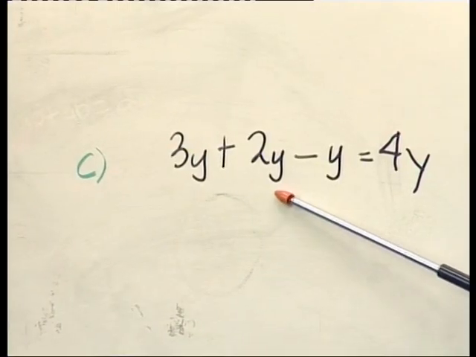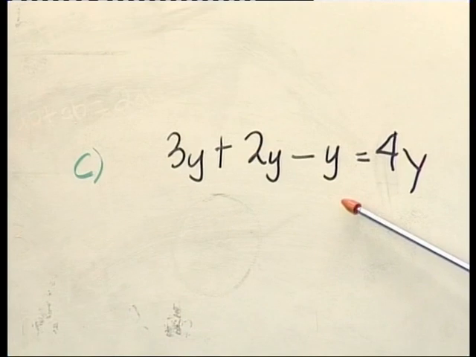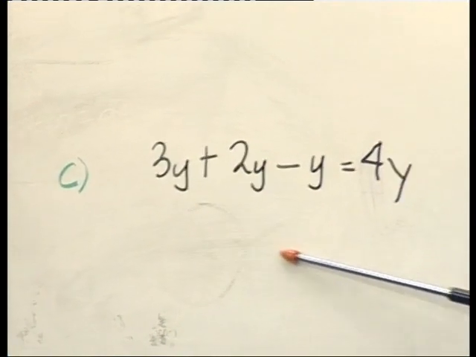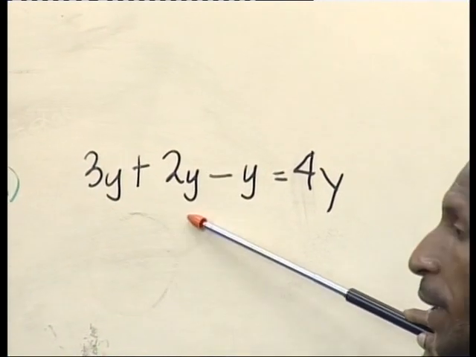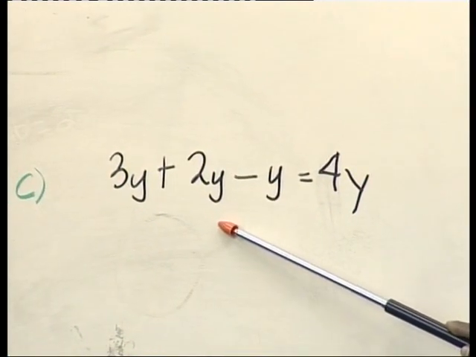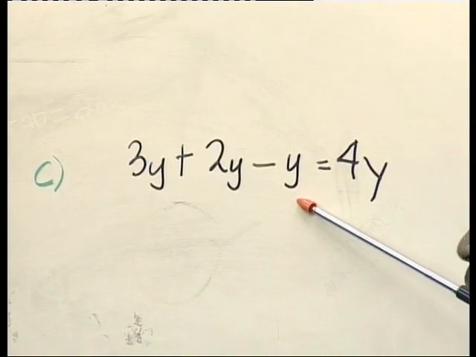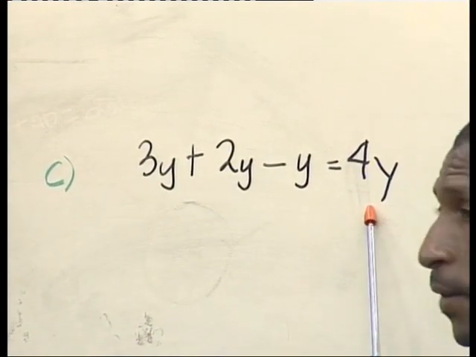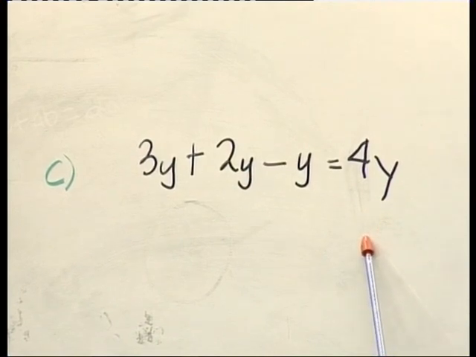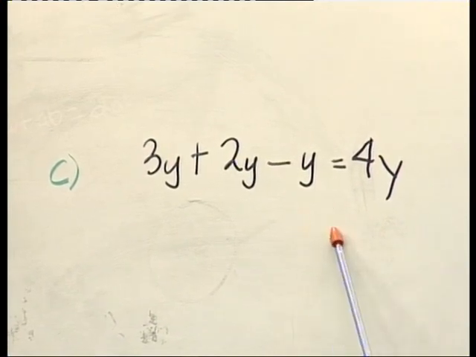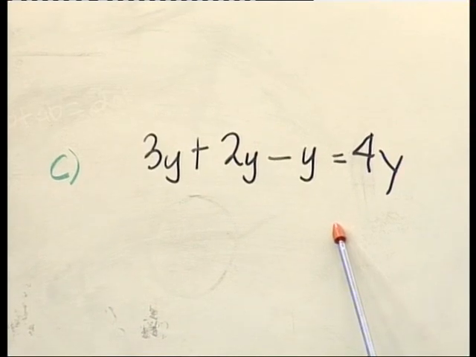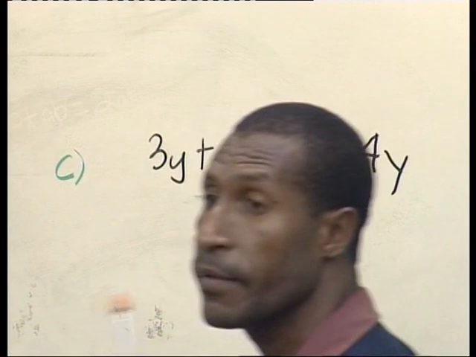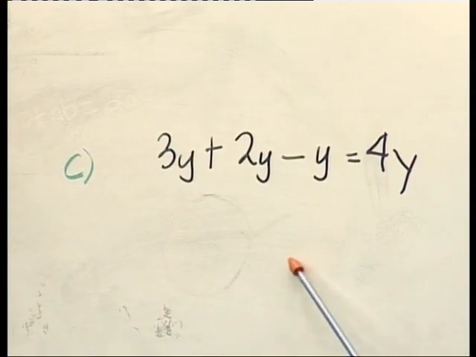Now, which terms are like terms? 3y, 2y, y. Okay, these 3 terms are like terms. So you can simplify. 3y plus 2y, 5y minus y, 4y. So the answer is correct. So receiving students and 7s, if you did not get the answer correct, please do your own corrections from what is being given by the model class.